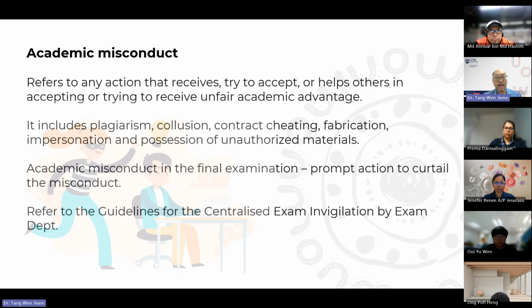Every time before exams, the exam officer, the exam department, will have a briefing on what to do in the exam hall. So they will have the rules on what you should do when you catch your students doing some illegal things during the exam. Okay, so in terms of the final exam, how to handle the students is quite straightforward. Just refer to the guidelines by the exam department.